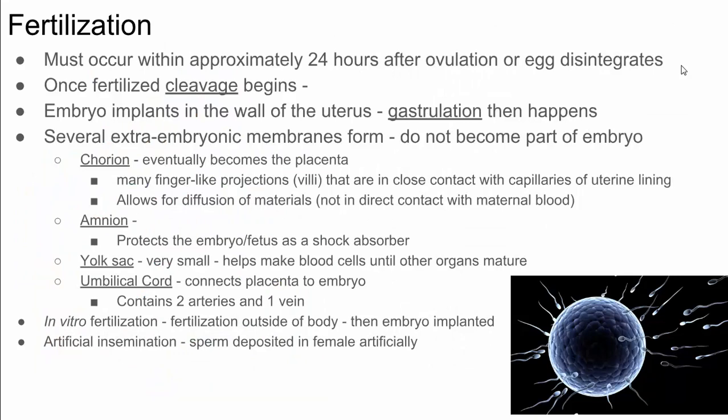Now let's finish up with this slide. So after ovulation, in the time around ovulation, if a woman has had sex and sperm has been deposited in the vagina, that's when she can become pregnant. So fertilization is when a single sperm cell enters the egg cell. This happens in the oviduct.